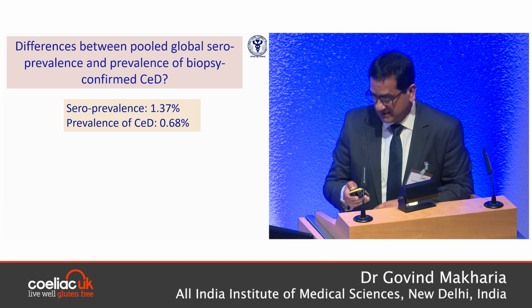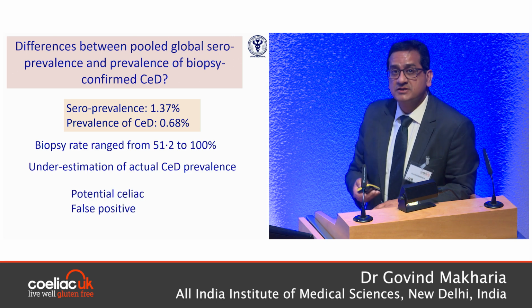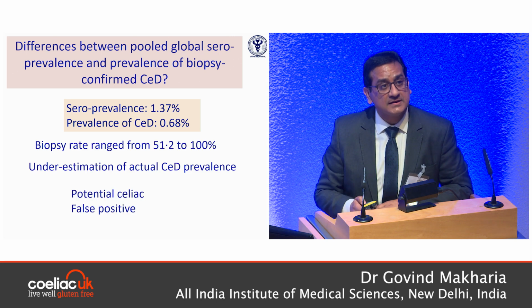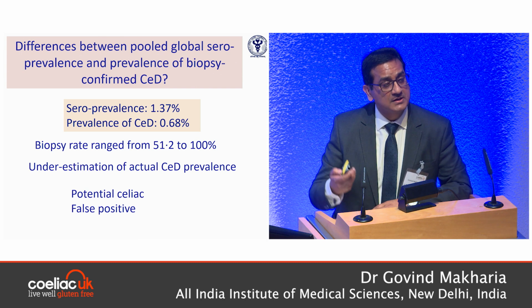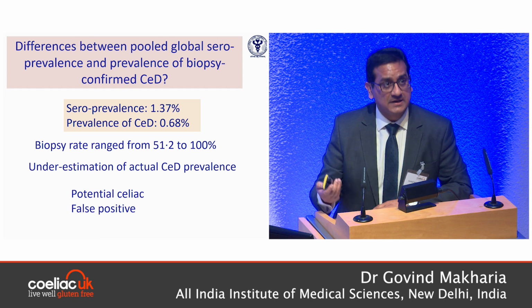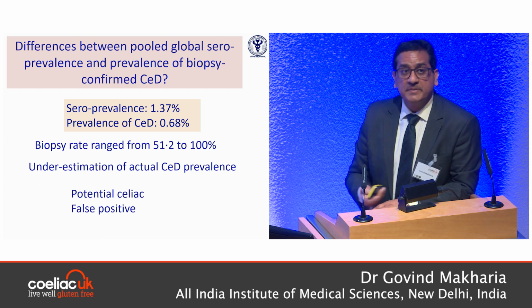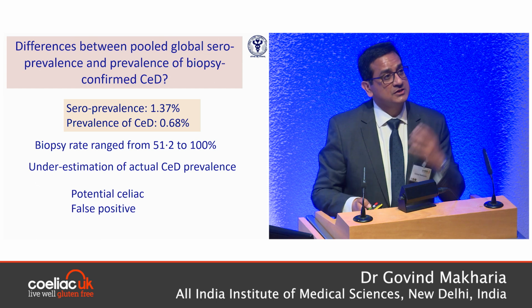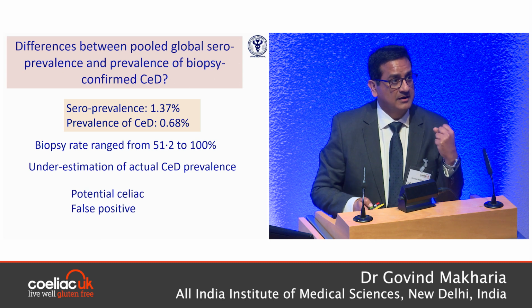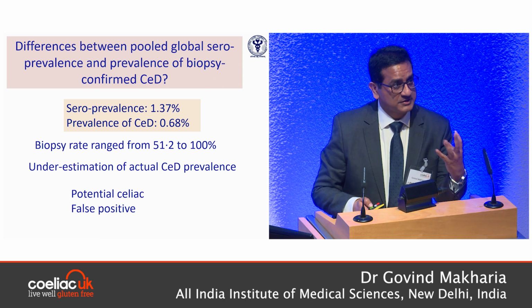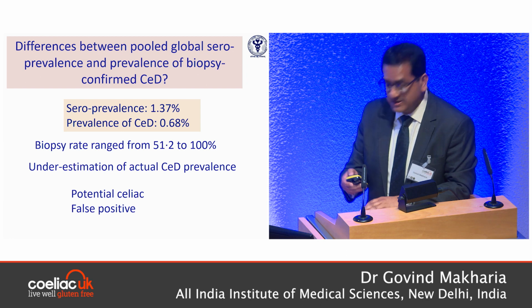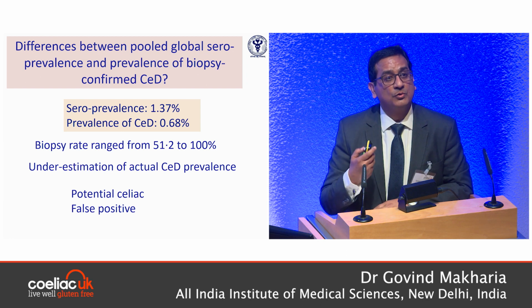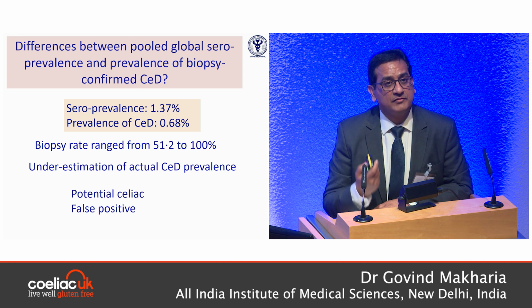What could be the reasons for that? There could be 2 reasons. Many of them may have potential celiac disease. They are just antibody positive, but they have not developed enteropathy till then. Further, many could be false positive. We know the serology is not always correct. Serology at low titer may be falsely positive. And more important, in this meta-analysis we included only those studies where at least 50% of patients have been biopsied.